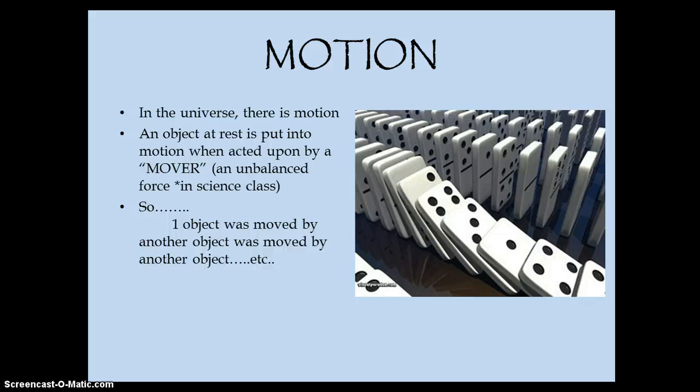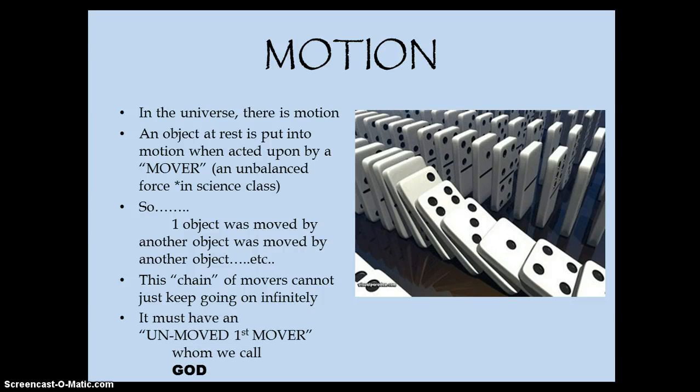So one object was moved by another, was moved by another, was moved by another, very much like these dominoes. One domino falls into the next one, into the next one, into the next one. This chain of movers, however, Thomas says it can't just keep going on forever and ever and ever with no end. It can't go on infinitely. Therefore, there has to be a primary, unmoved first mover. This unmoved mover we call God. And that is the first argument for the existence of God. God is the unmoved mover, first mover.